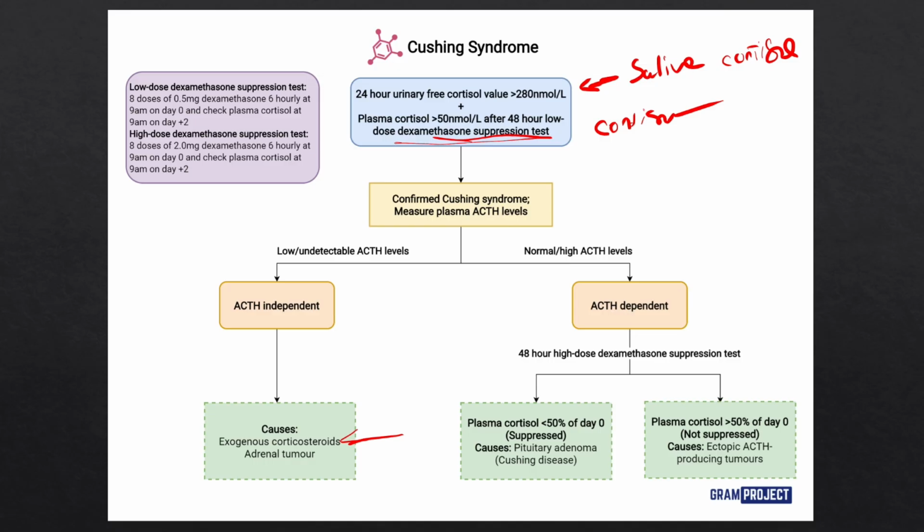Then what you will do, you will check the ACTH. If the ACTH is low or undetectable, then you discover it. There's a negative feedback, so the pituitary gland is not secreting ACTH, so this is an adrenal tumor. Okay, and if the ACTH is high or normal, this explains that there is a source secreting ACTH. Here it can be from the pituitary gland or an ectopic place, like lung cancer, for example.